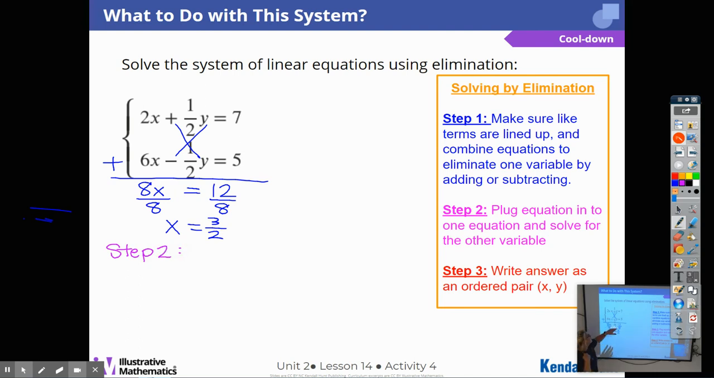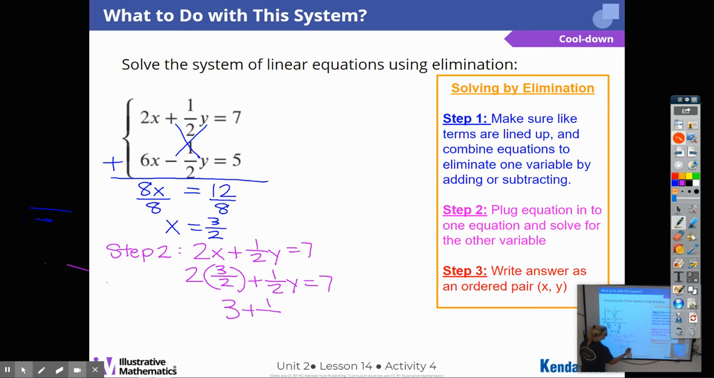It doesn't matter which equation you use. I'm going to use the one that has a positive 1/2. So 2x plus 1/2 y equals 7. Instead of x, I'm going to put 3/2. So I have 2 times 3/2 plus 1/2 y equals 7. And from here, we're just solving like normal. 2 times 3 over 2 is 3, plus 1/2 y equals 7. And then subtract 3 from both sides.